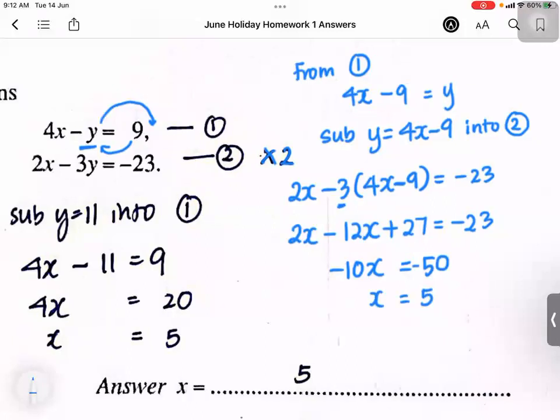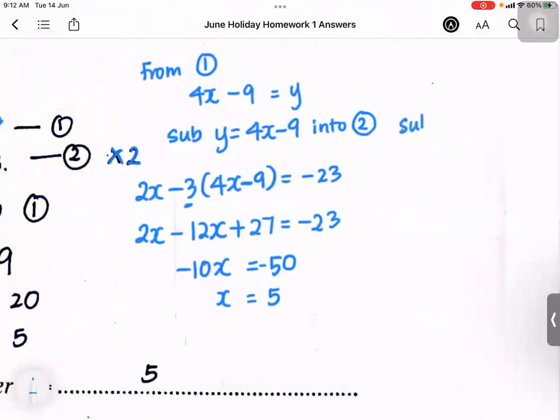Then you can substitute back to find y. So y will be equal to 4 times 5 minus 9. 20 minus 9, that will be 11. So the answers will be the same. For students who do substitution, try not to choose something that you need to divide and get fractions. If you do get fractions, the number you multiply only goes to the numerator, not the denominator. Only the numerator.